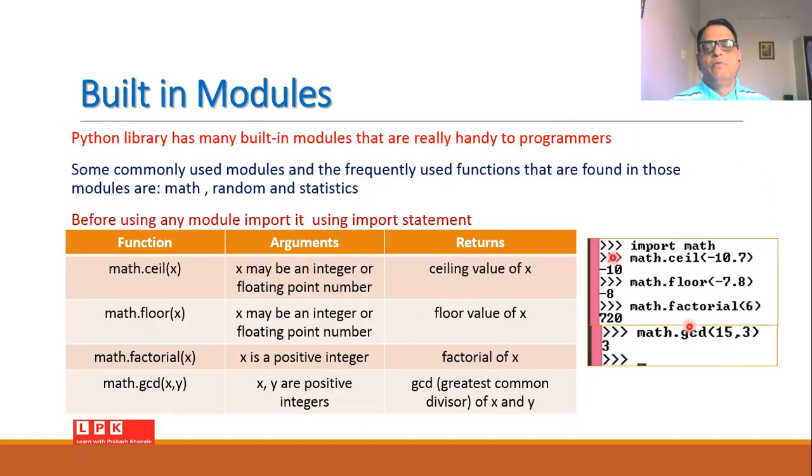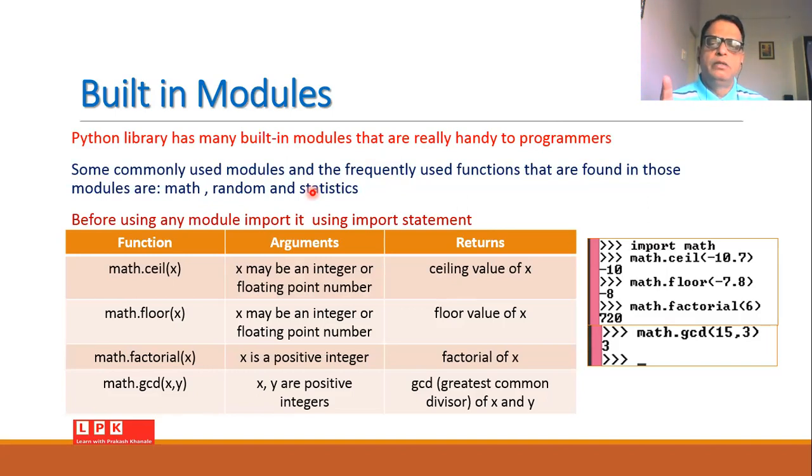Now let us understand what the built-in modules in the Python programming language are. The Python library has many built-in modules, and these modules are very useful because they are really handy to the programmer, because a lot of functions are defined in these built-in modules, which can be used by the programmer while writing different programs. Some commonly used modules are math, random, and statistics. So let us understand some popular functions in the modules math, random, and statistics.